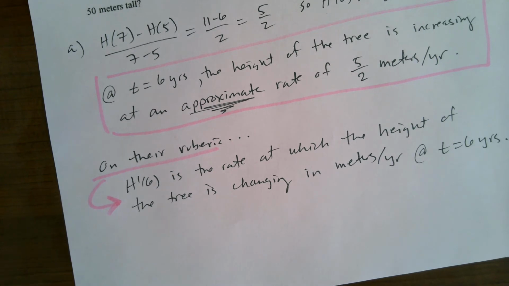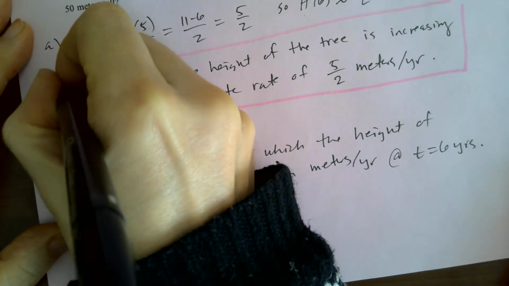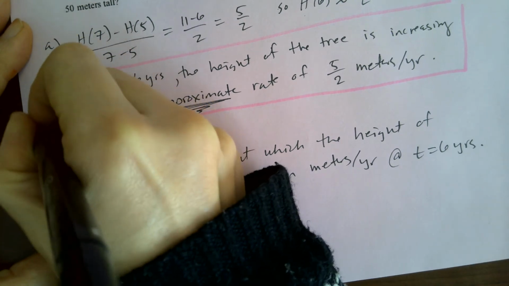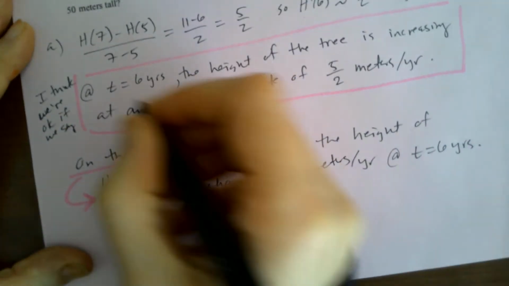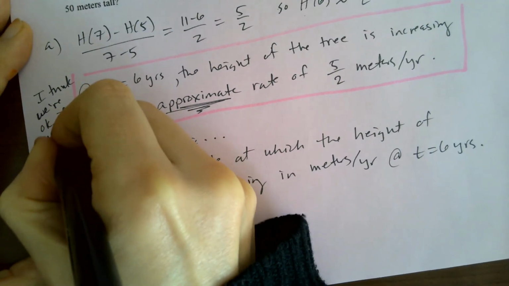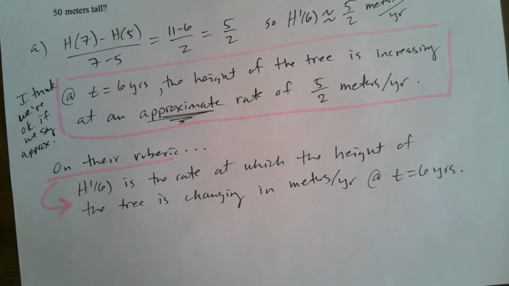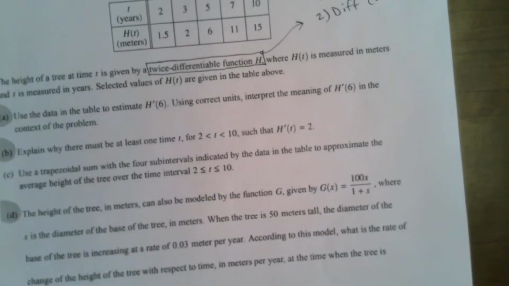They had this, though. I think we're okay if we say approximate. If we didn't say approximate, I know we would not be okay here. Okay, that's A. Now, B.